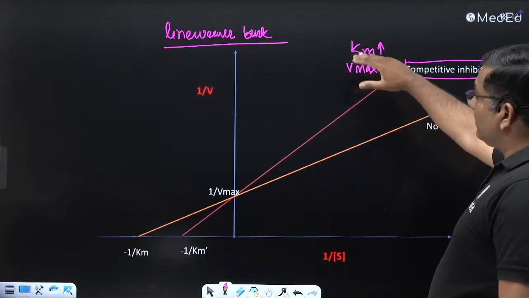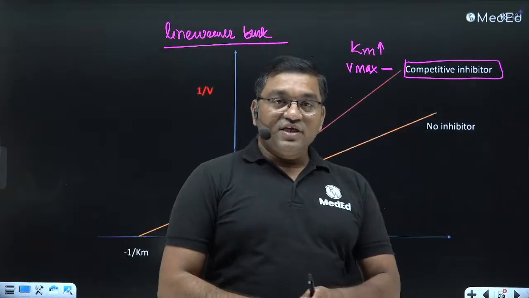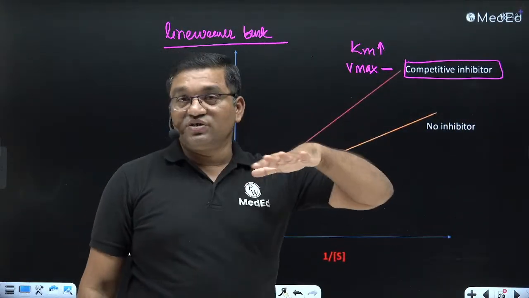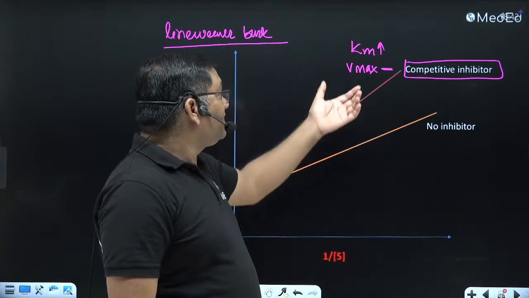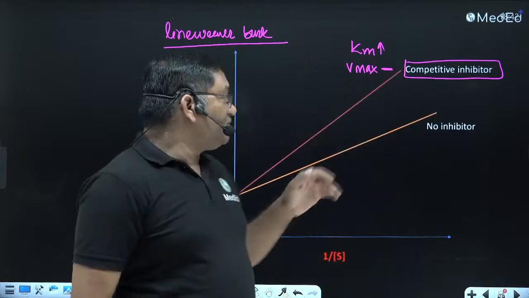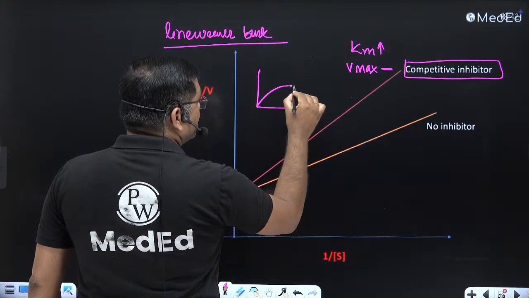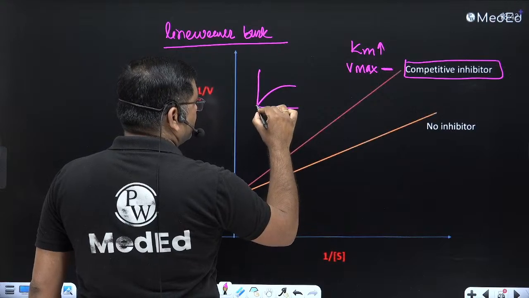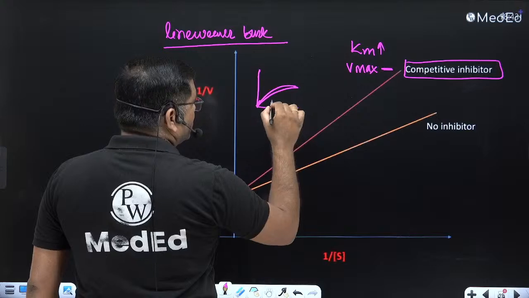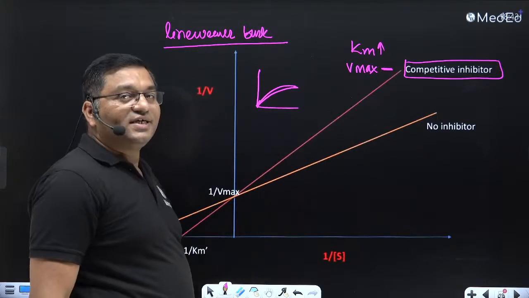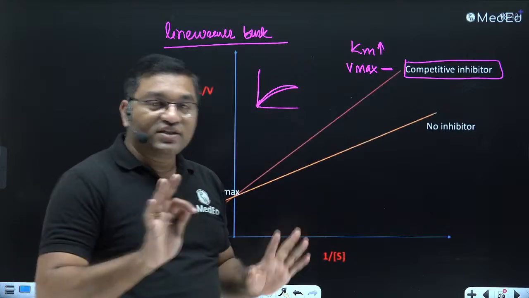Why is there an increase in the Km value? Because in presence of inhibitor, higher substrate concentration is needed to achieve the Vmax. So that's why there is an increase in the Km value in competitive inhibition. If you draw the simple type of graph, this is the curve and this is with the inhibitor. So higher substrate concentration is needed to achieve the Vmax. That's why Km increases and Vmax remains the same in competitive inhibition.